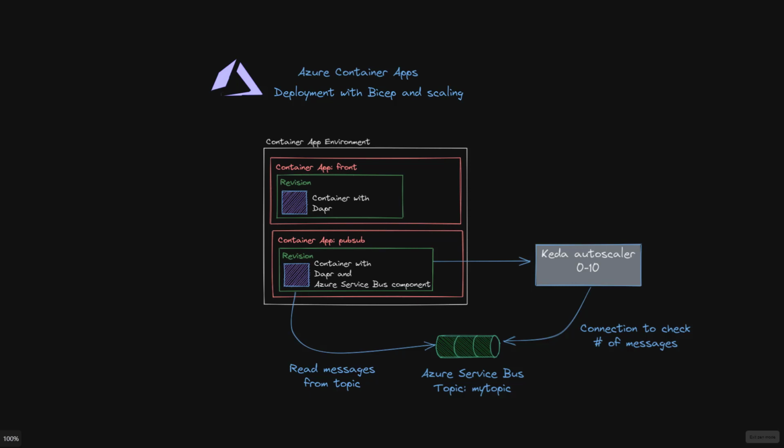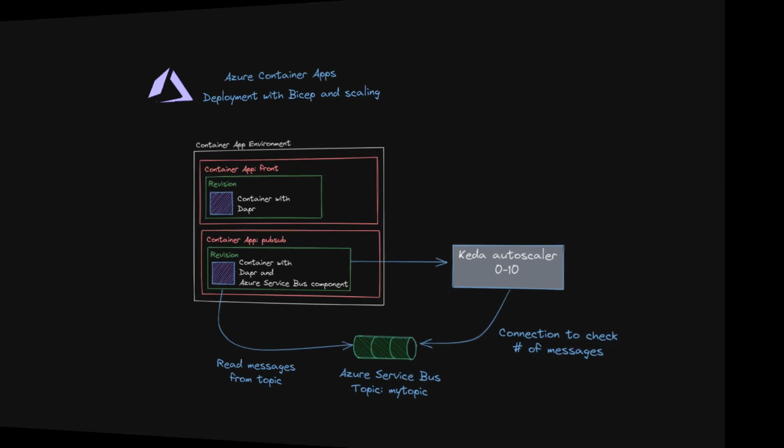Now, what are we going to deploy? Well, two apps which are really not related to each other. Just a simple front container app, which will be used to illustrate how to deploy a simple container app using Bicep. And then a somewhat more complex container app that reads messages from a topic on Azure Service Bus, and that also is scaled automatically from 0 to maximum 10 instances based on the number of messages on that topic. Let's see how that works.